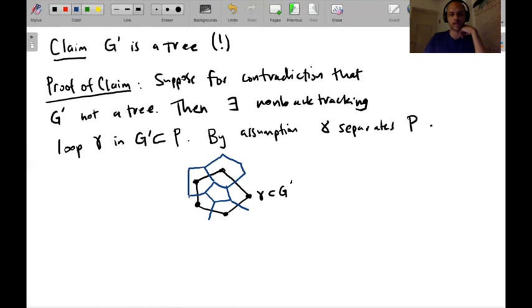So you have to remember that the vertices of gamma prime correspond to faces of P. And so that's these polygons that I'm drawing here. And the edges of gamma prime come when two of these polygons meet along an edge of P, which is not in T.